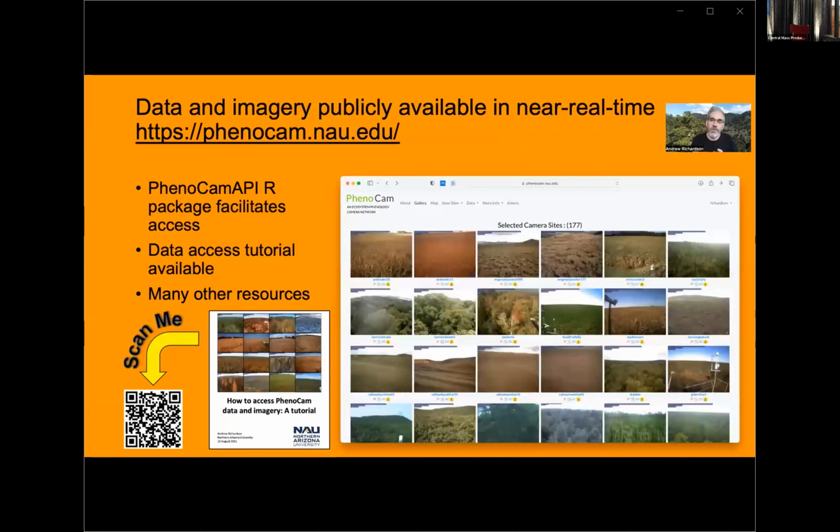Now, all the data and imagery from PhenoCam are publicly available in near real time through our project webpage, which is phenocam.nau.edu. We've got a number of R packages, including the PhenoCam API R package, which facilitates data access and analysis. And we have a data access tutorial and many other resources available on our webpage.